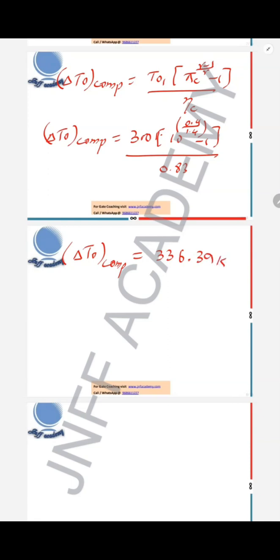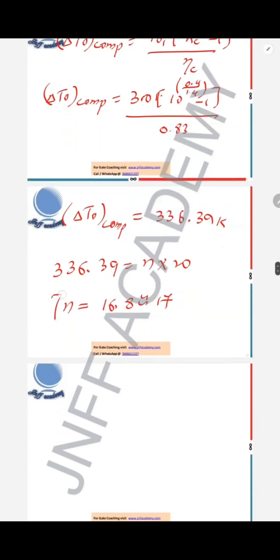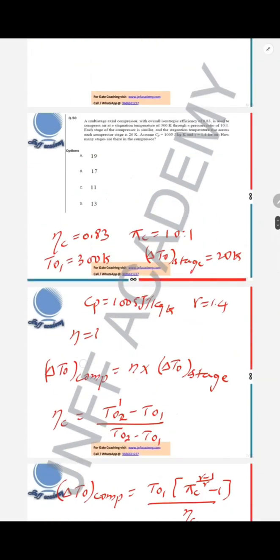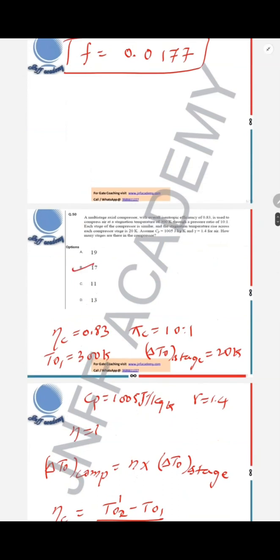336.39 Kelvin. To find the number of stages, 336.39 should be equated to n into 20. When you calculate this n, you will get nearly about 16.8, which is almost equal to 17. So the answer for this question is option B, 17.